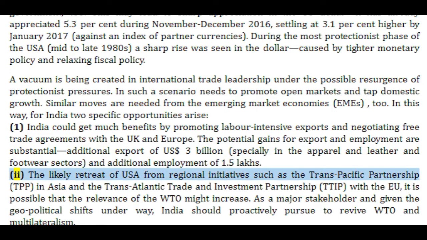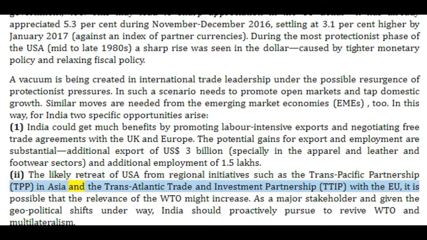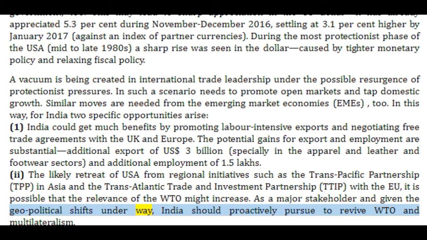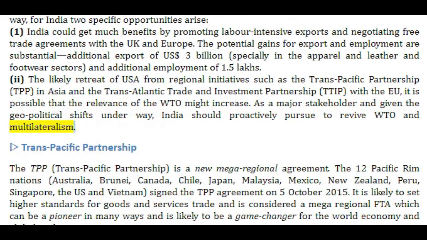2. The likely retreat of the USA from regional initiatives such as the Trans-Pacific Partnership, TPP, in Asia and the Transatlantic Trade and Investment Partnership, TTIP, with the EU. It is possible that the relevance of the WTO might increase. As a major stakeholder, and given the geopolitical shifts underway, India should proactively pursue reviving the WTO and multilateralism.